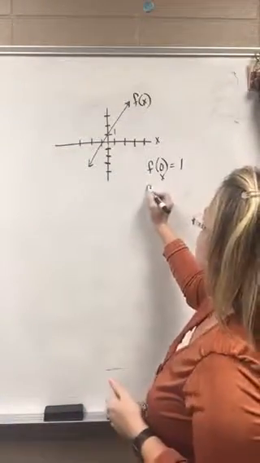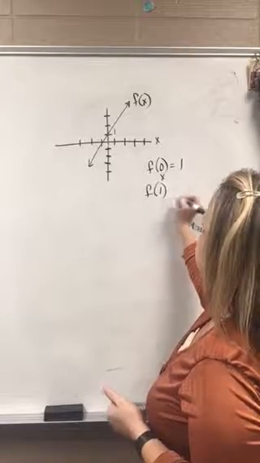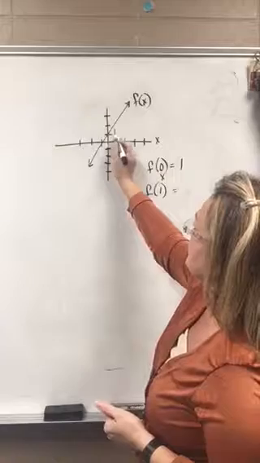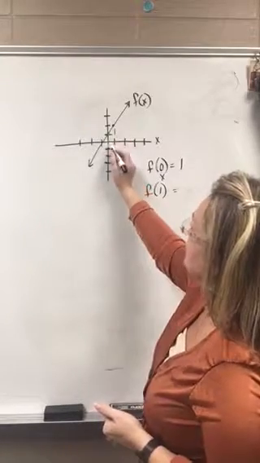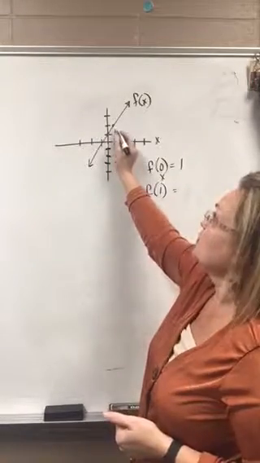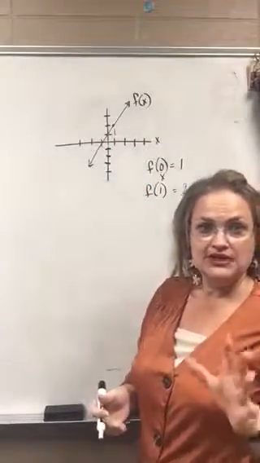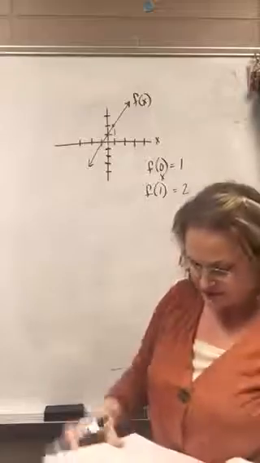Another example, let's say it said do f of 1. So again, that means x is 1. Here's x is 1. How high up is it? At x is 1, it has a y value 2 places up. So we say f of 1 is 2. So that's the idea when you have the graph.